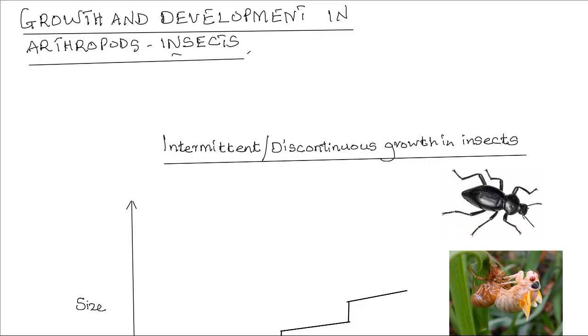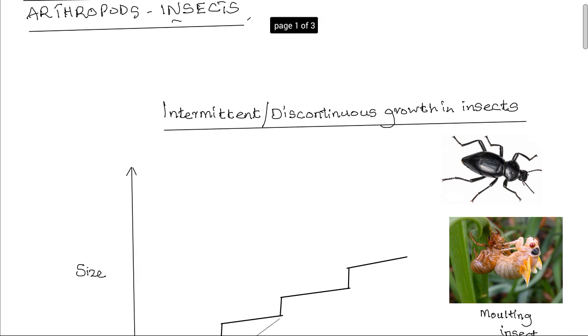Growth and development in arthropods, such as the insect. In arthropods, there is intermittent or discontinuous growth. This is because there is the exoskeleton that is rigid. So growth occurs at intervals such that there are periods of growth followed by periods of no growth.